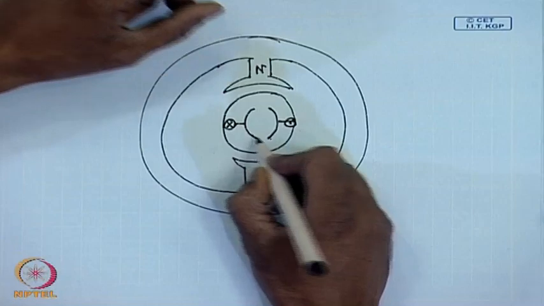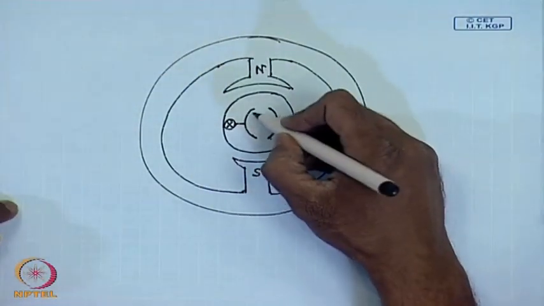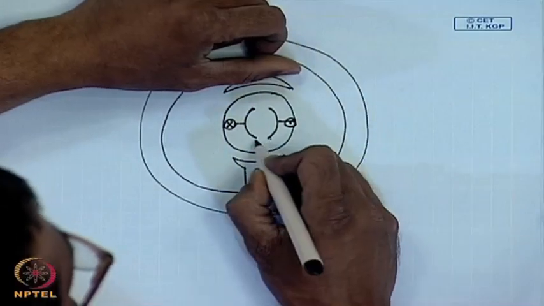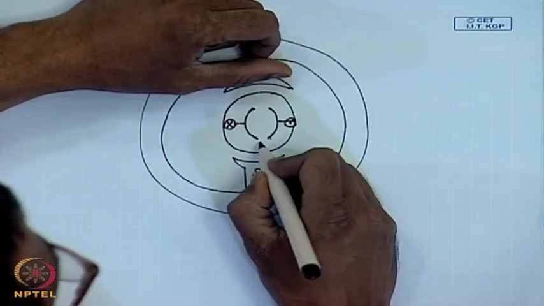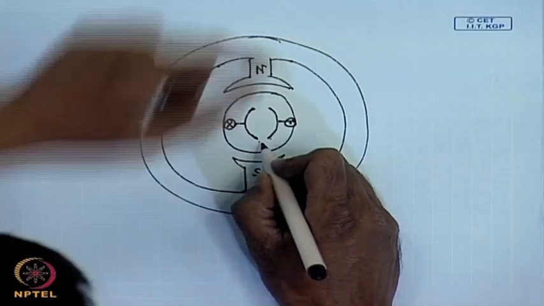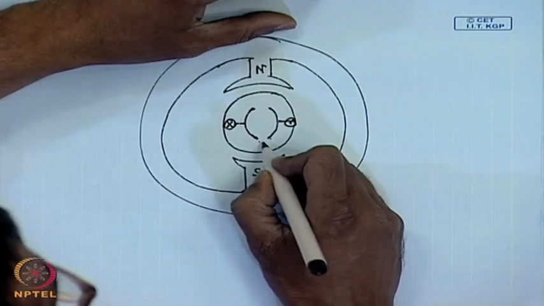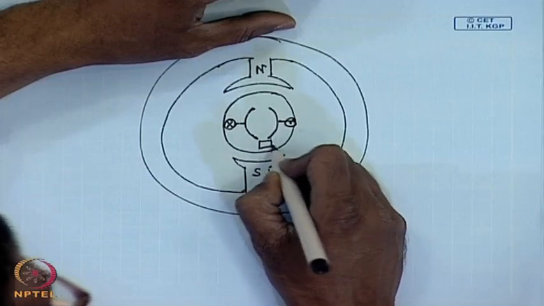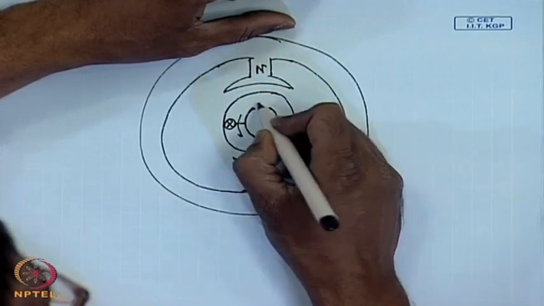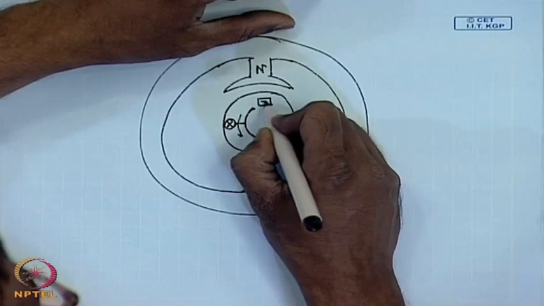In this instant then this commutator segment must be connecting to the negative terminal and this to the positive terminal. So, this will be the direction of rotation, this should be the negative brush and this will be the positive brush.